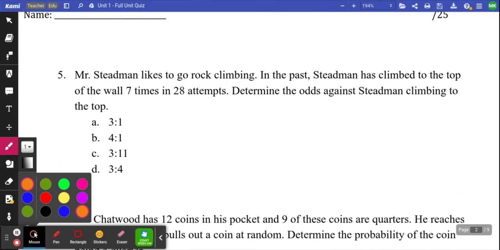Awesome. Number 5. Mr. Stedman likes to go rock climbing. In the past, Stedman has climbed to the top of the wall 7 times in 28 attempts. Determine the odds against climbing to the top. Odds against. That's what you don't want first versus what you do want second.